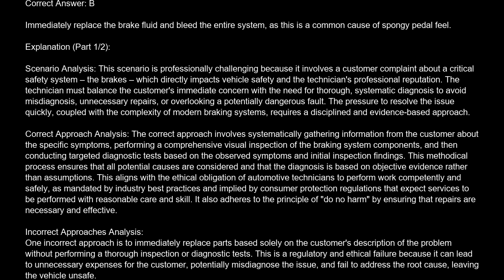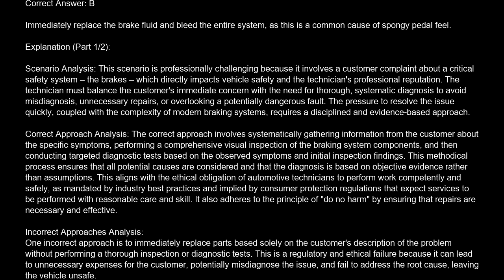Explanation. Scenario analysis. This scenario is professionally challenging because it involves a customer complaint about a critical safety system, the brakes, which directly impacts vehicle safety, and the technician's professional reputation. The technician must balance the customer's immediate concern with the need for thorough, systematic diagnosis to avoid misdiagnosis, unnecessary repairs, or overlooking a potentially dangerous fault.